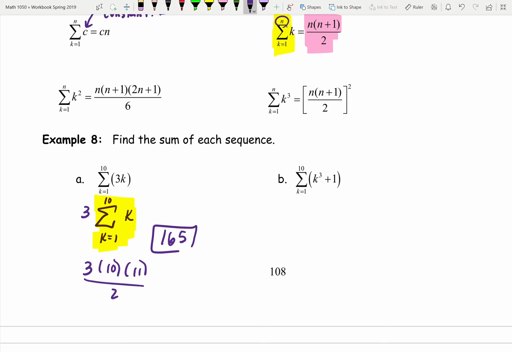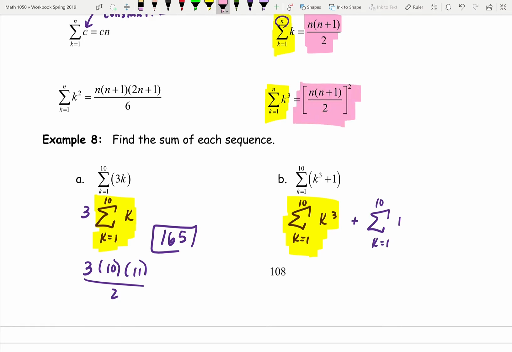I'm taking the sum, and those two things are added. So I'm going to split those into two different summations. So look how I write this. I go the summation of k equals 1 to k equals 10 of k to the third, plus the summation of k equals 1 to k equals 10 of 1. So now I look at this guy right here, and the only thing I have in my formula is a k to the third. So I'm going to use this as my formula.